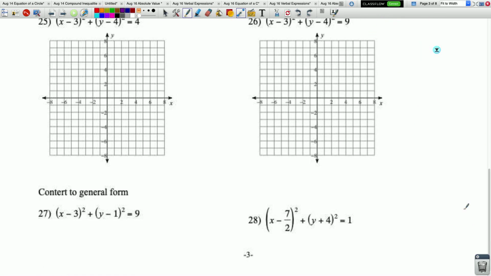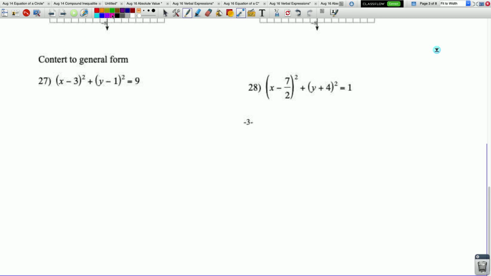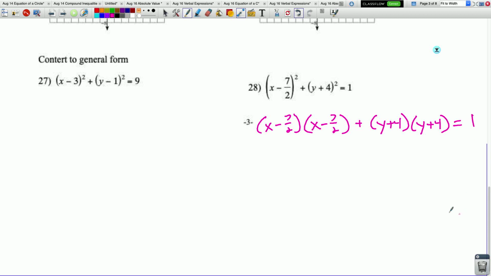Let's talk about converting to general form. In general form, there are no parentheses, so we got to get rid of these parentheses. I'll do problem 28. When I see that squared, that tells me to take everything underneath the squared and multiply it by itself. So x minus 7 over 2 times x minus 7 over 2. Is that expanded? And then y plus 4 squared is going to be y plus 4 times y plus 4. And then don't forget about this equals 1 over here.